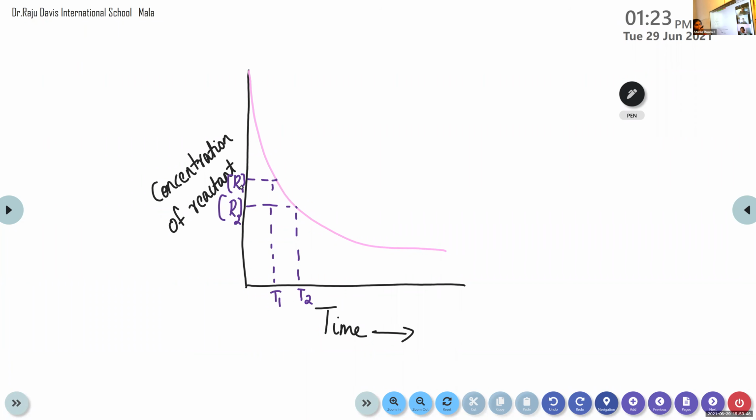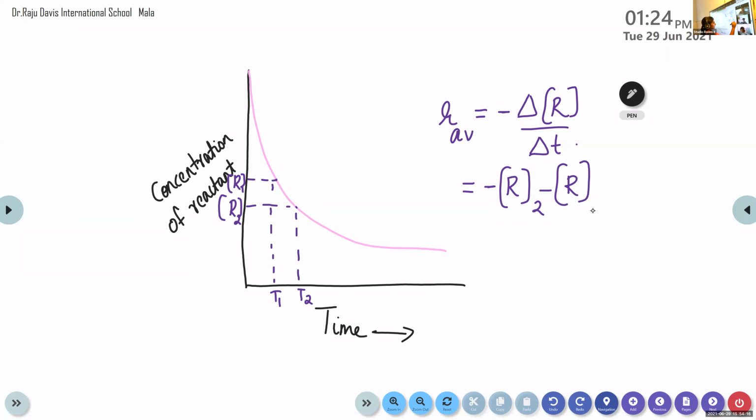And what is the equation to find out the average rate of a chemical reaction? R average is equal to, tell me in terms of reactants, how can we write? Minus delta R by delta T, right? From this graph, delta R means R2 minus R1. Then delta T is simply T2 minus T1. Or you can also write small letter t.